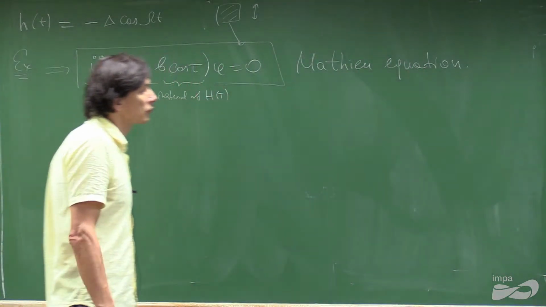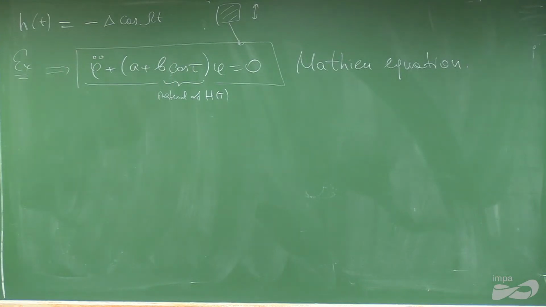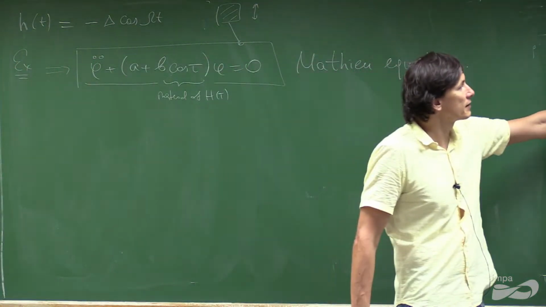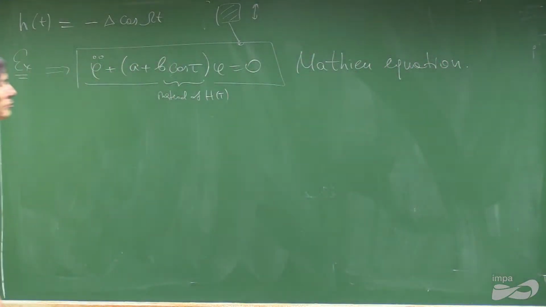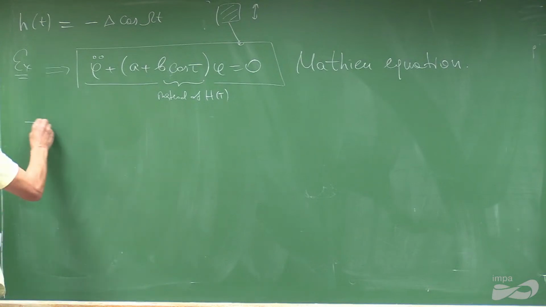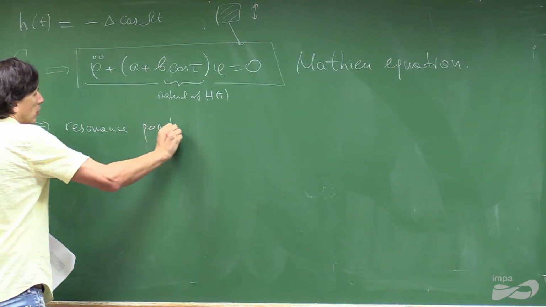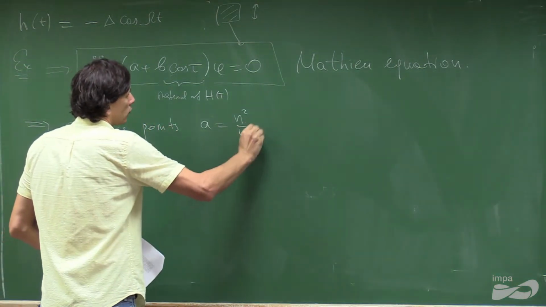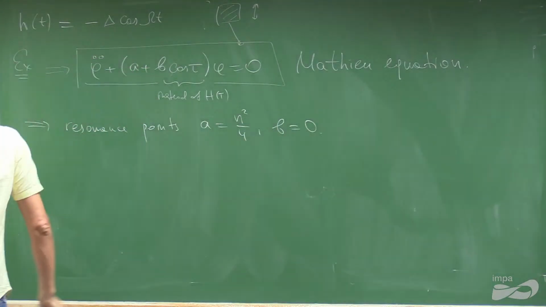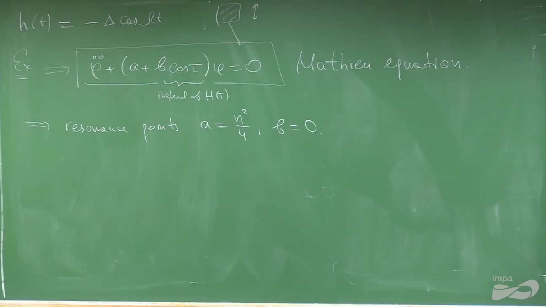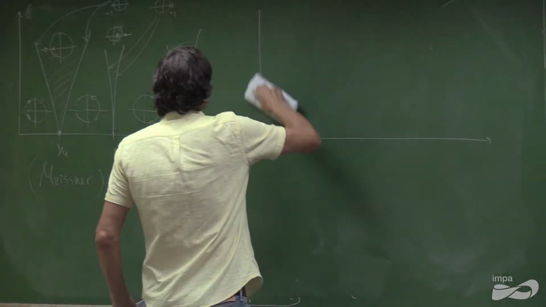You can compute much. You can also prove that the determinant is 1. You can prove all these conditions for the trace. So all the conditions you can prove. The only thing is that you don't have that nice expression. You can only do it numerically or with some asymptotic analysis. So essentially, the same idea is that we also have resonance points where A is n squared over 4 and B equals 0. And the diagram is similar, but slightly different.